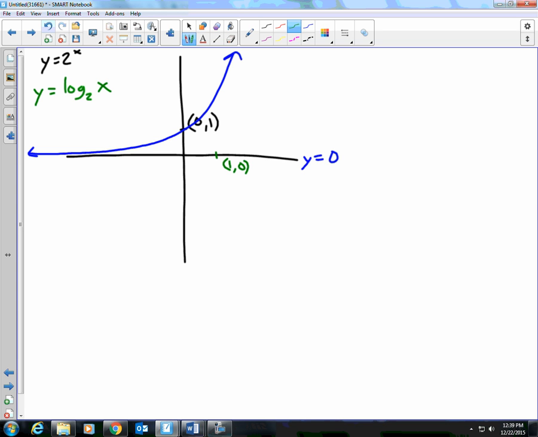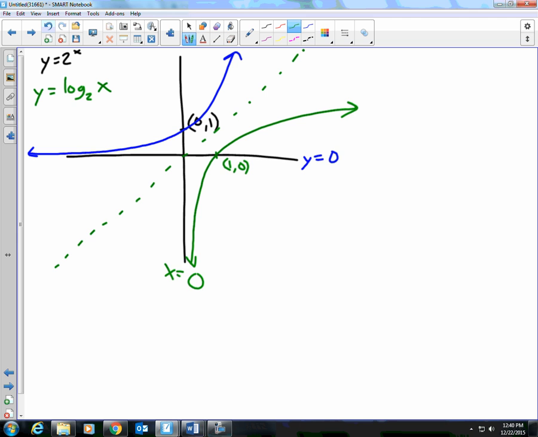If we switch the x and y values, instead of having a horizontal asymptote of y equals 0, it will have a vertical asymptote of x equals 0. And the graph looks like this. It is the inverse. It is reflected over the line y equals x. Okay, that's the relationship between 2 to the x and log base 2 of x.